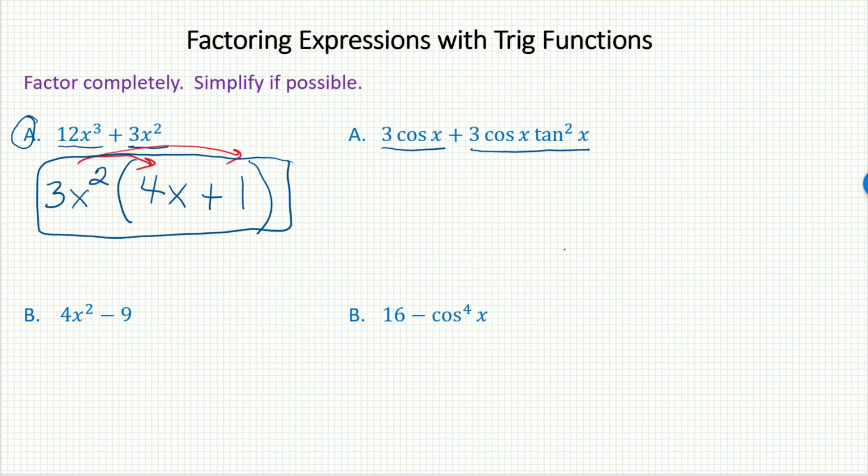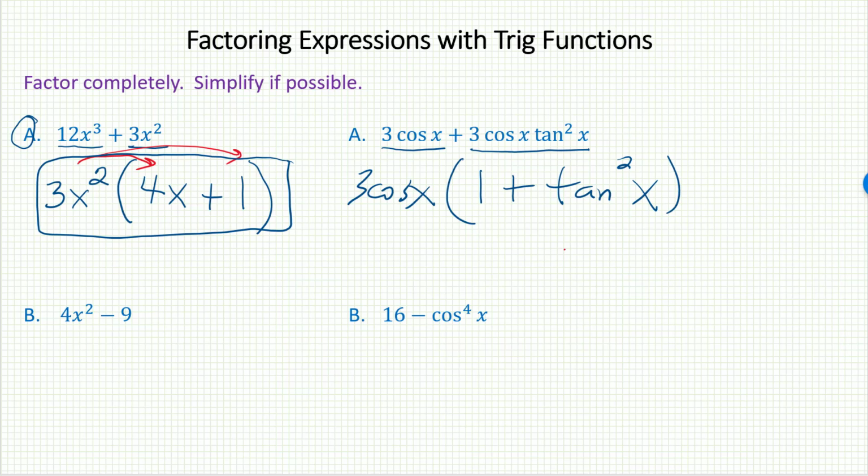What do they have in common that I can factor out? Definitely the 3. Oh, and they each have a cosine x. From the first term, again, I took everybody, so leaving me with just that 1. And then in the second term, the only thing left would be tangent squared x. So we have successfully factored that expression.